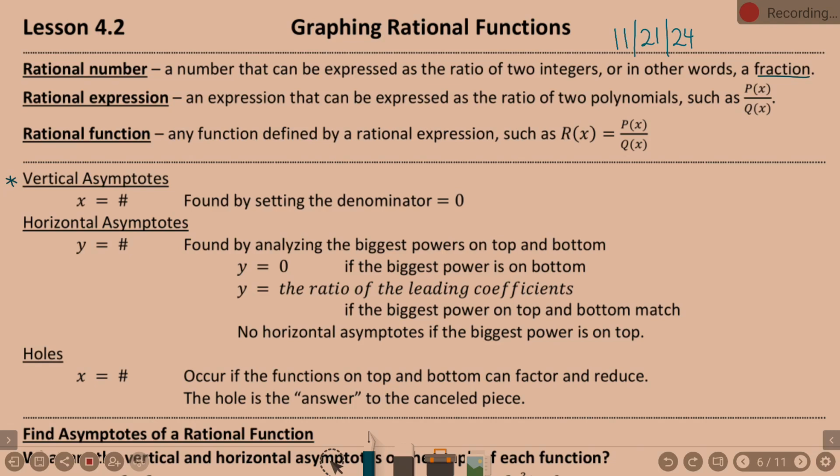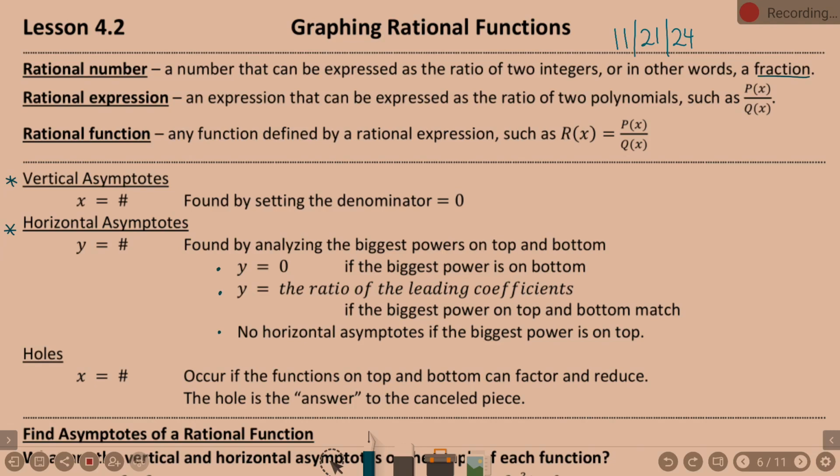Then we have a rule for horizontal asymptotes. Now, horizontal are side to side. I always used to be told like the horizon. Like you can look out and see the horizon, it's horizontal. I don't know. Now, horizontal asymptotes, they're always y equals a number. Because a horizontal line cuts through the y-axis, so it's always y equals a number. There's a little different here. It's found by analyzing the biggest power on top and bottom of the fraction. And we'll go through examples, and I'll explain that. But you have 3 possibilities here.